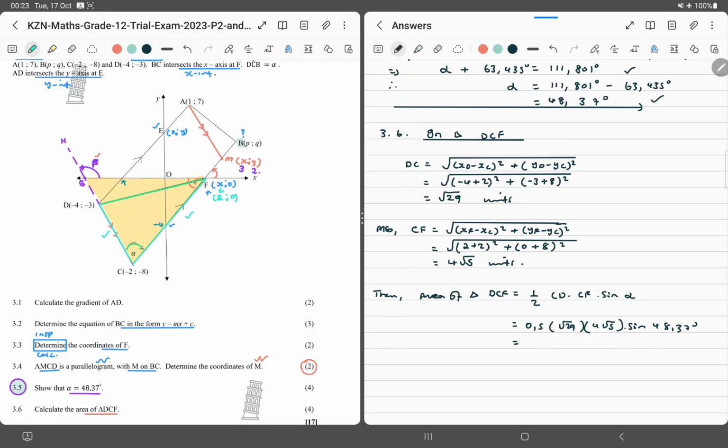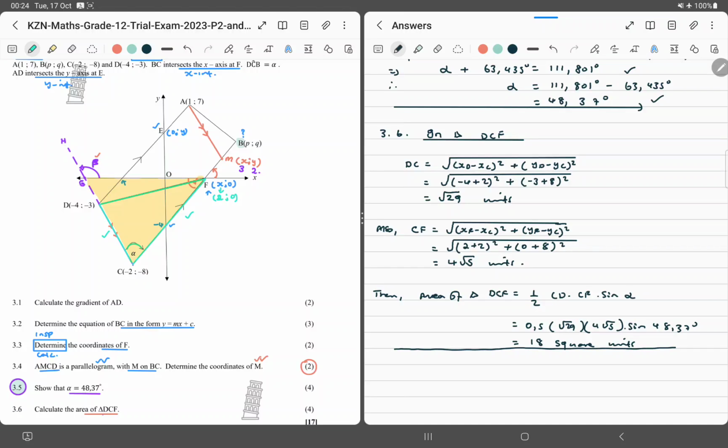So 0.5 into square root of 29 into 4 square root of 5 into sine of 48.37. So now here, be careful of your brackets. They can be quite overwhelming. So this is 18 square units.